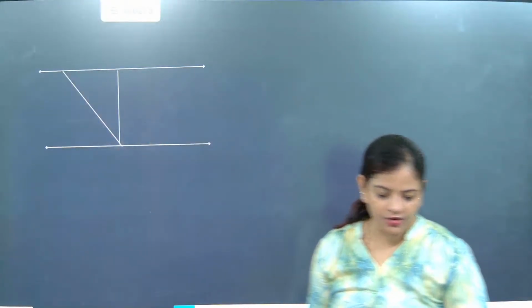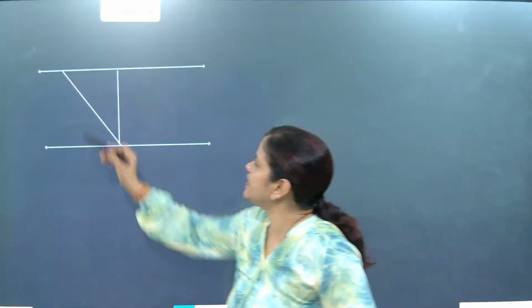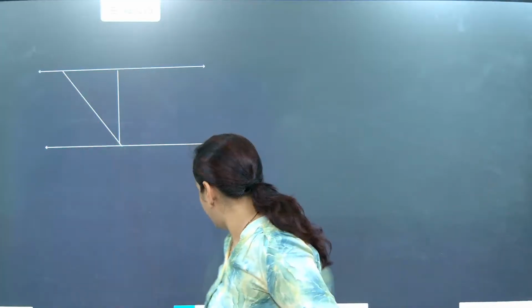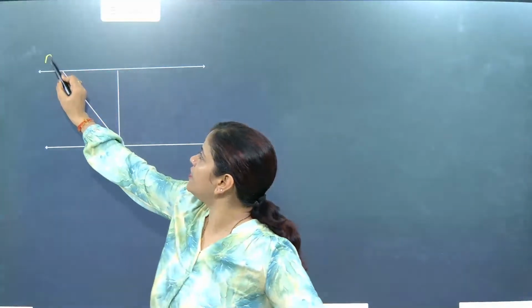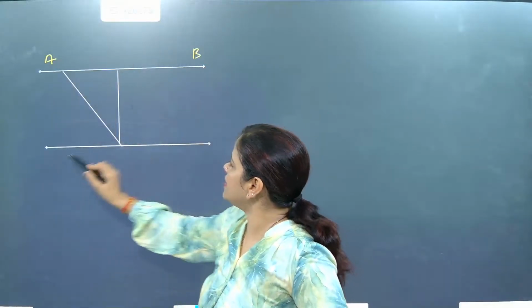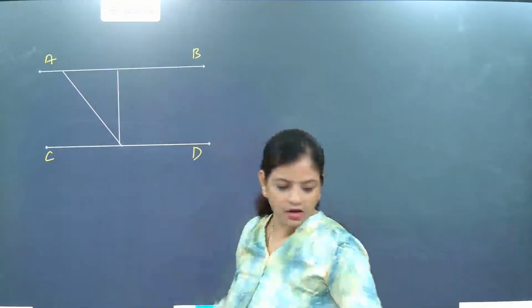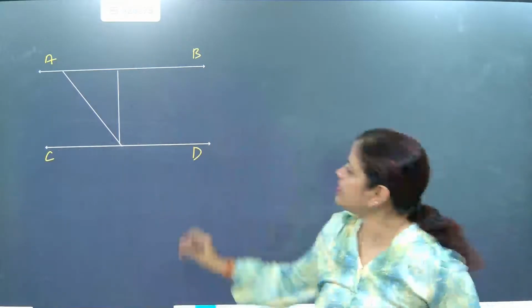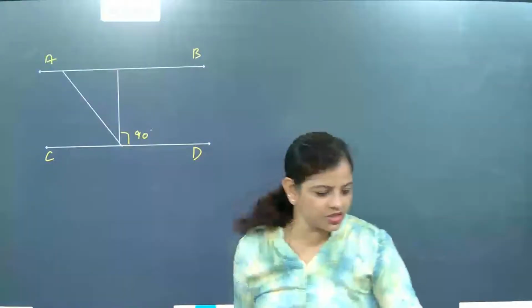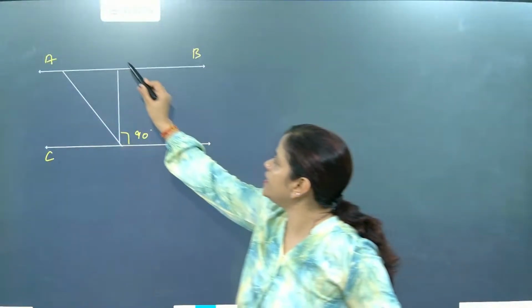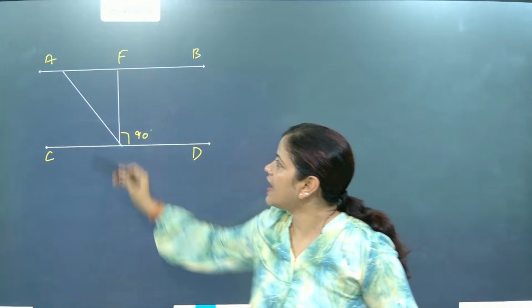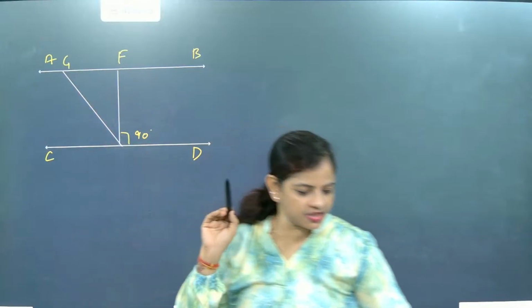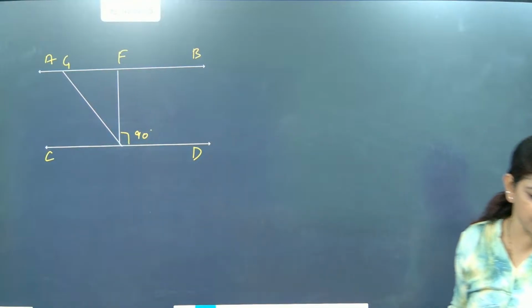Okay. Come on, let's start the question. Are you ready for it? A, B, C, D. We will take A, B, C, D. Now they have given this as 90 degrees. One piece of information they have given. Now this point is F and this point is G. That's it. This much information is given to us.